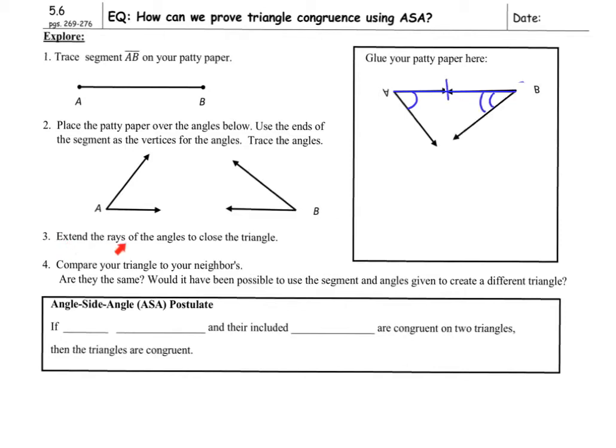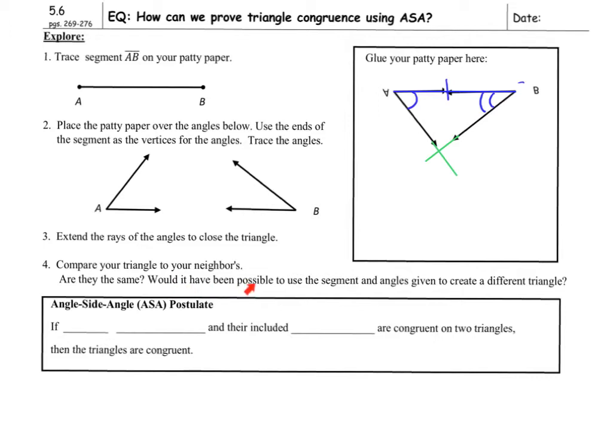Next, you're going to extend the rays of the angles to close the triangle. So I flipped my angle B around to put the vertices together. A was already flipped. So now we're going to extend the rays to close the triangle. So if we were together, you would be able to compare your triangle to your neighbors to see if they are the same, and they should be.